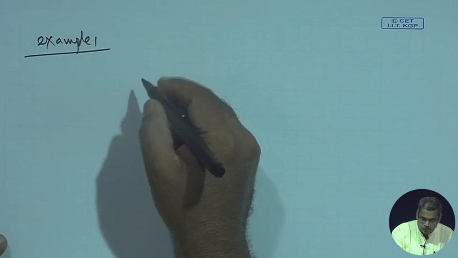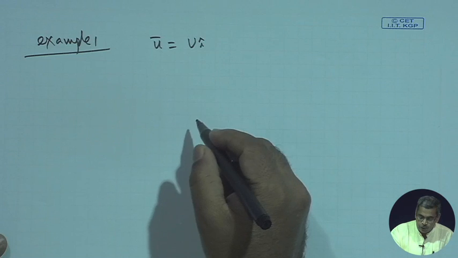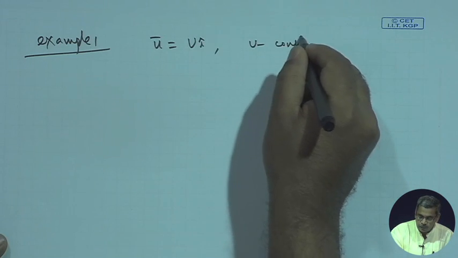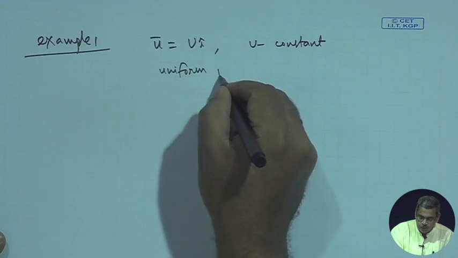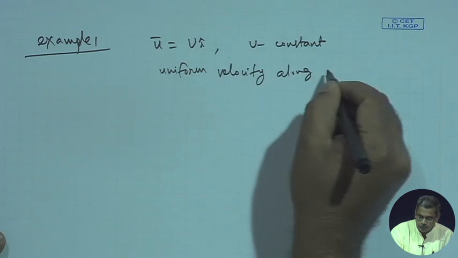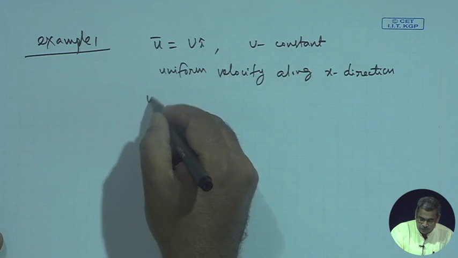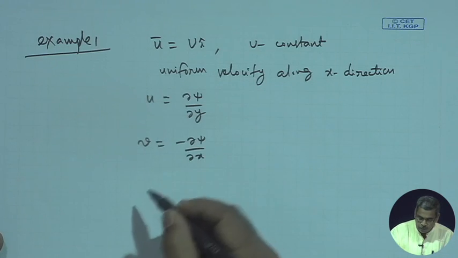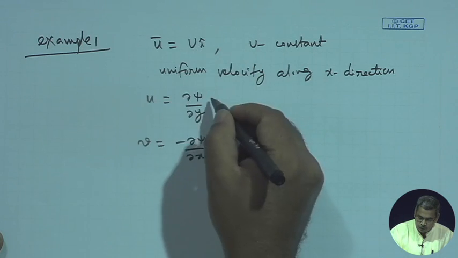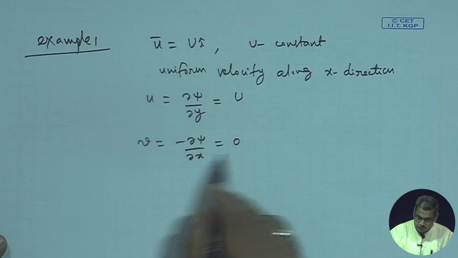So, how do we do it? Let us take an example, to convert to a stream function. Let us say the velocity is u times the unit vector i, and u is constant, which means this is a uniform velocity along the x direction. Now, using a stream function, we have u is dou psi by dou y and v is minus dou psi by dou x. But from this, the u component is u and the v component is 0, because there is no y component, therefore v is 0.